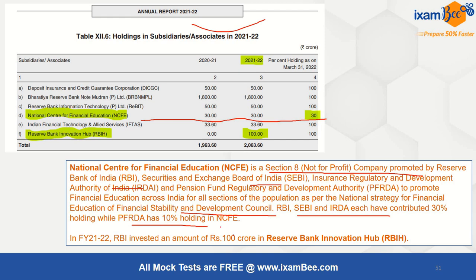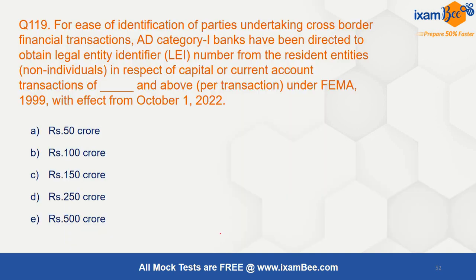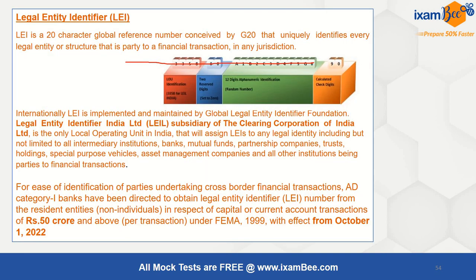And RBI invested 100 crore for creation of the Reserve Bank Innovation Hub. For the identification of the parties undertaking cross-border financial transactions, AD Category 1 banks, authorized dealers for foreign exchange, have been directed to obtain a legal entity identifier number from the resident non-individual entities in respect of capital or current account transactions of what amount and above under FEMA 99. And this is effective from October 2022. So this amount has been increased to 50 crore.